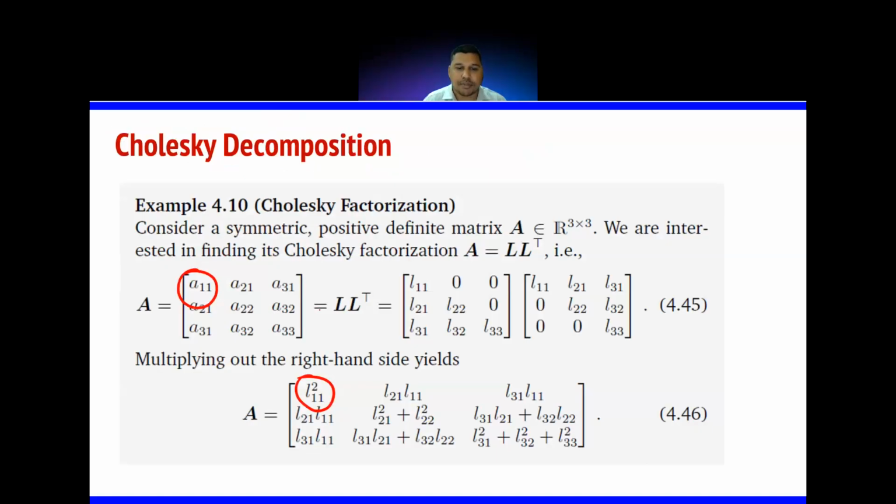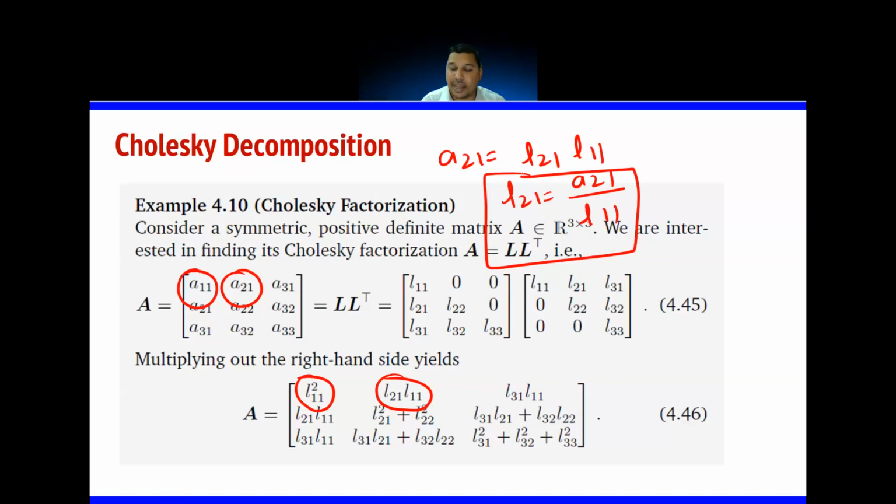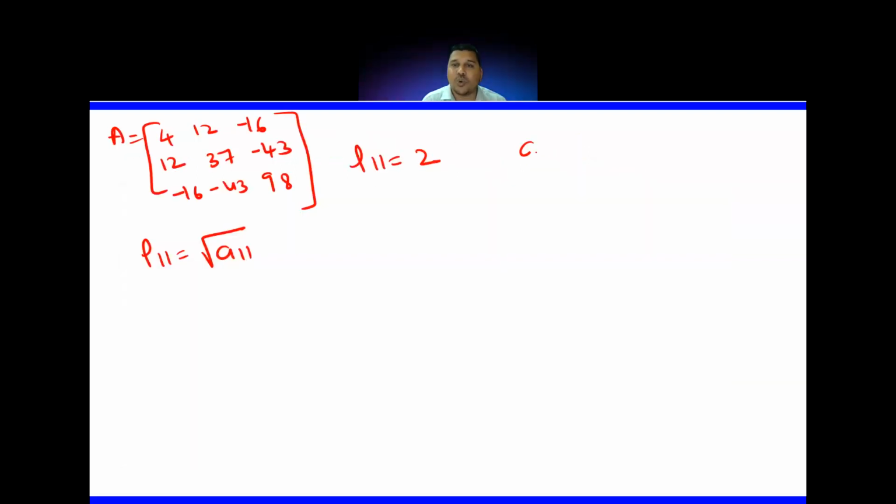Next, A21 is nothing but L21 times L11. So L21 can be written as A21 by L11. Now what is the A21 value? A21 is 12. So 12 divided by L11, which is 2, is 6. So we are trying to fill the matrix.